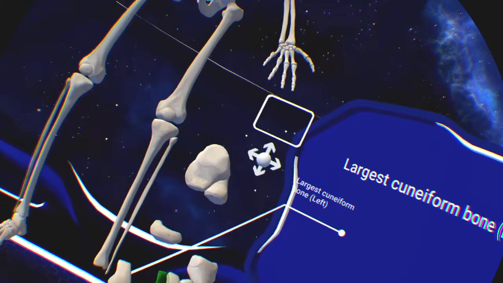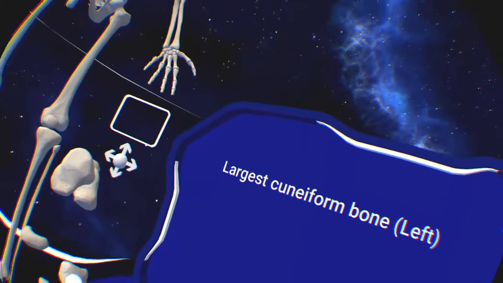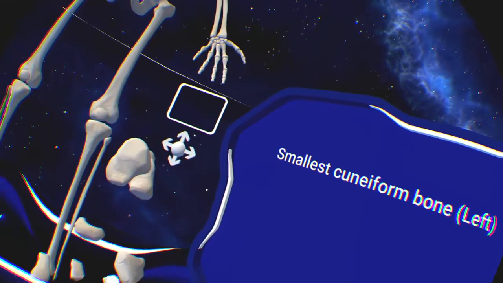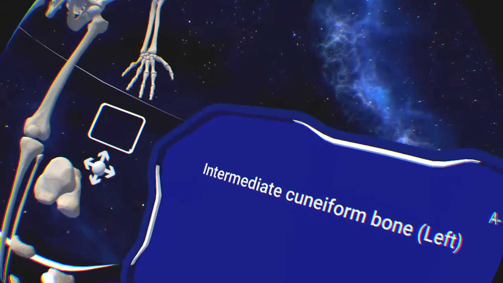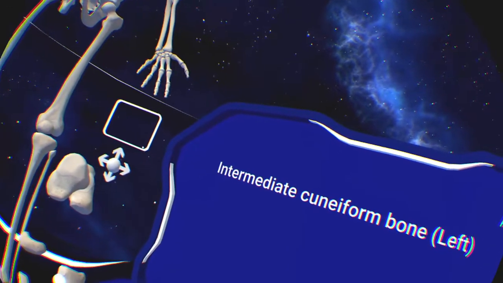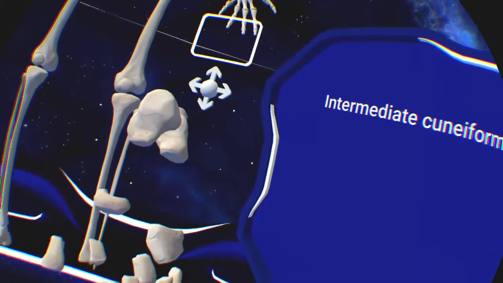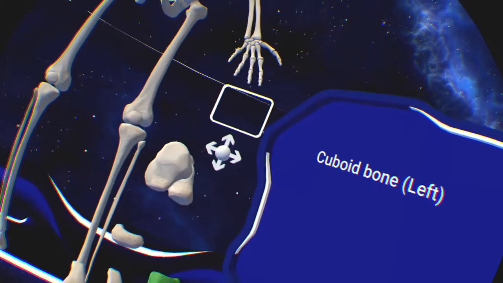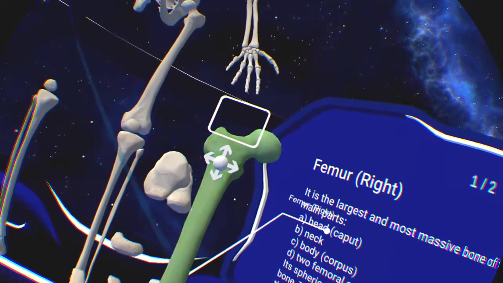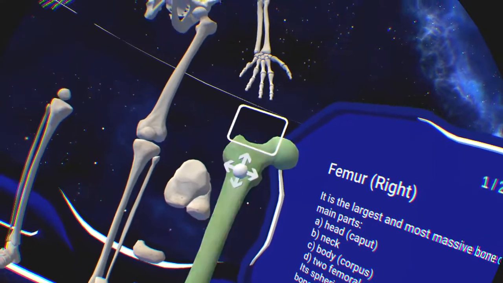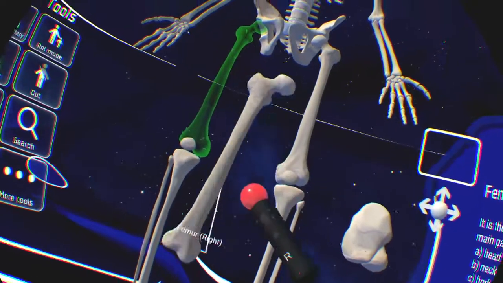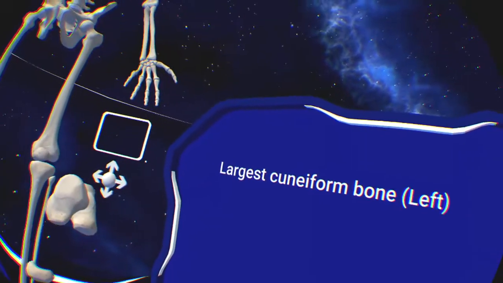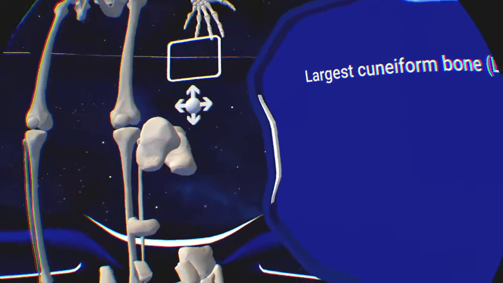And then we have these large cuneiform bones. The large cuneiform bone, the outer one. Then the smallest cuneiform bone, followed by the intermediate cuneiform bone. I love cuneiform bones. Let me see the large cuneiform bone again. This is the largest cuneiform bone.